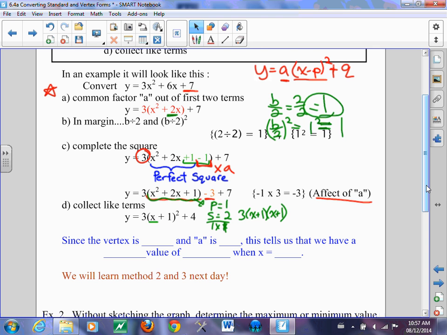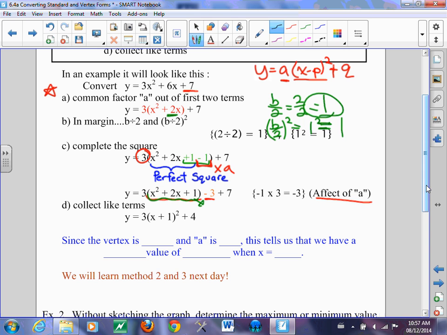I'm going to erase that because I think most people understand the shortcut method, but again, that's where it's coming from. And don't forget at the end, you're going to collect like terms. So negative 3 plus 7 is positive 4.